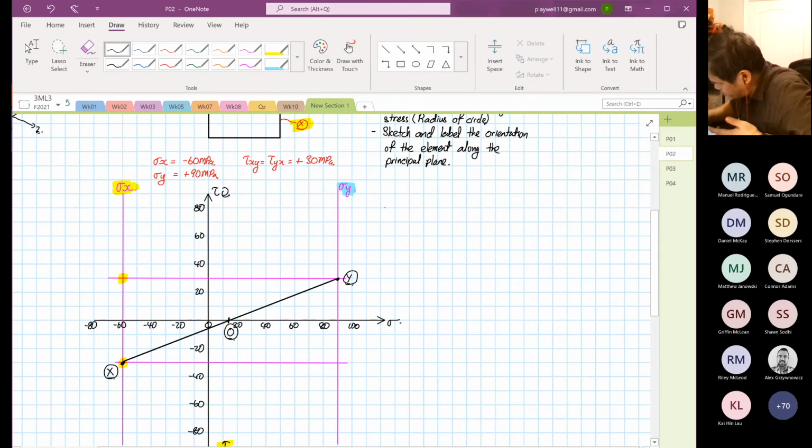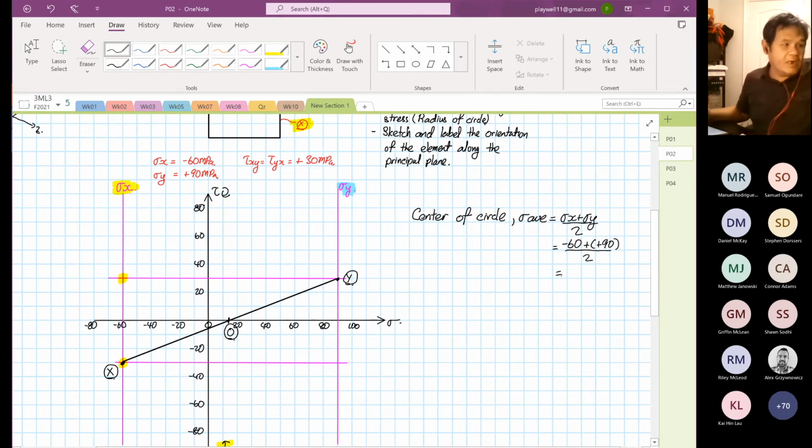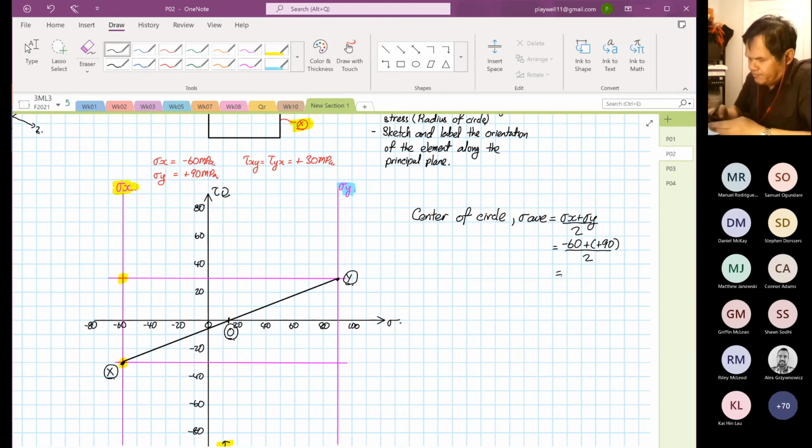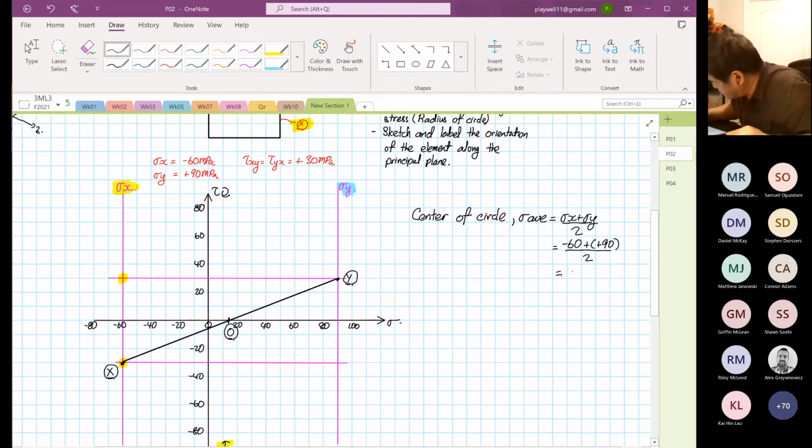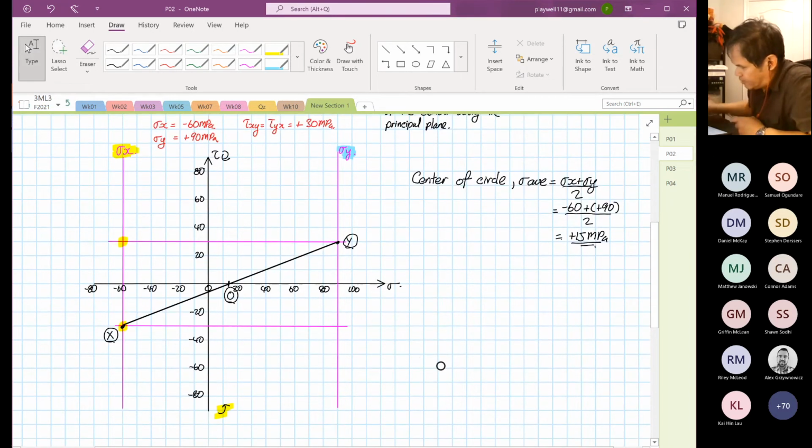So now we want to find the center of the circle. The center of the circle is also known as our stress average. So this will be equal to stress X plus stress Y divided by 2. Our stress X is minus 60 plus 90 divided by 2. Remember, stress is a vector, so you have to include the plus or the minus. So minus 60 plus 90 divided by 2 is equal to positive 15 megapascal. Now we know where the center of our circle is. So it's our 15.